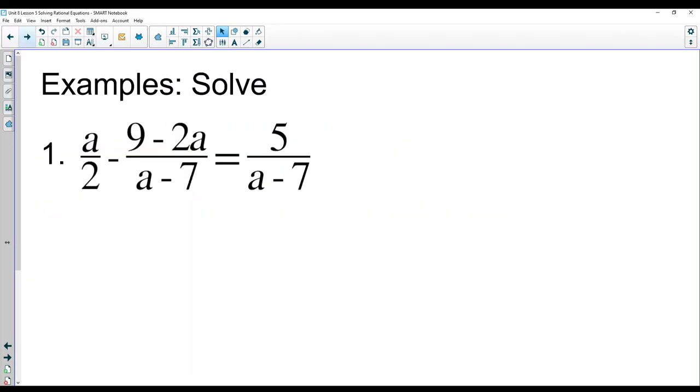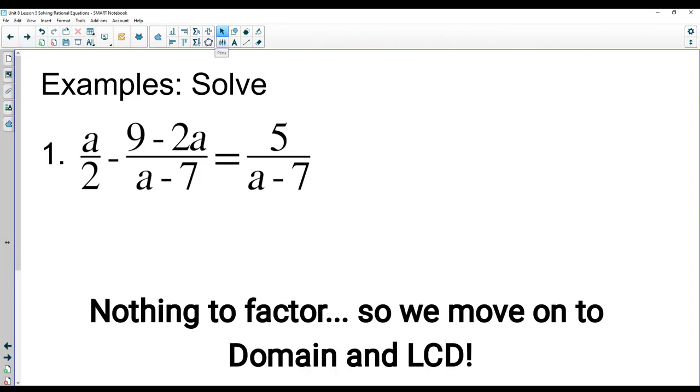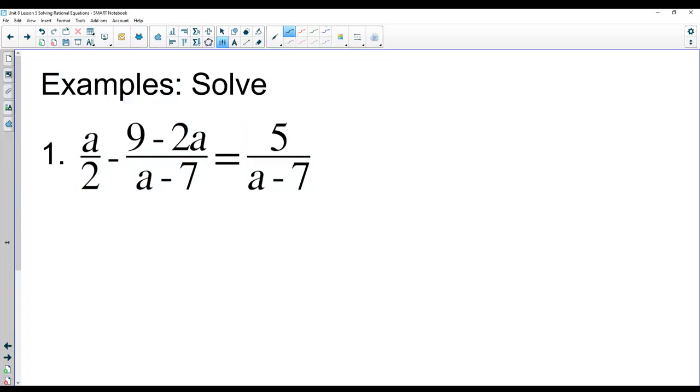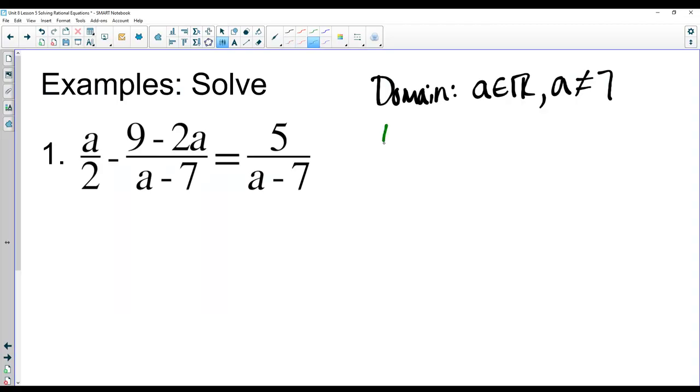So for this one, first thing we try to do is factor. So we want to state the restrictions on our domain and then find our LCD. So our domain for this one is A has to be all real numbers, except for A cannot be 7. And that's the only restriction. So now the next thing that we want to try to find is the LCD. So the LCD for this one is 2 and A minus 7.